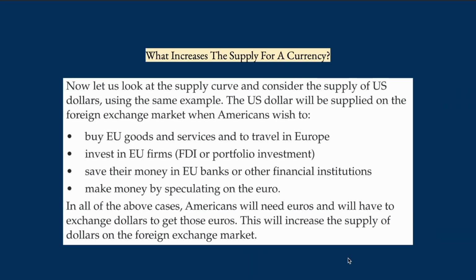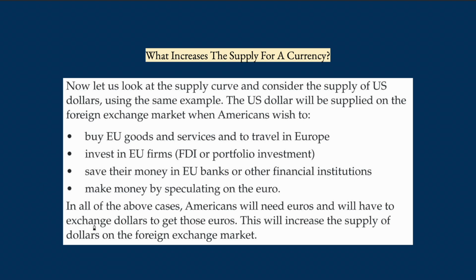But now let's look at the opposite. Let's see what increases the supply for a currency. Considering the same example from before, the US dollar will be supplied on the Forex market when Americans want to meet any of the following aims: buy EU goods and services and travel to Europe, invest in EU firms, save their money in EU banks or other financial institutions, or make money by speculating on the euro. In all the cases above, Americans will need euros and will have to exchange dollars to get those euros. This will overall increase the supply of dollars on the Forex market.